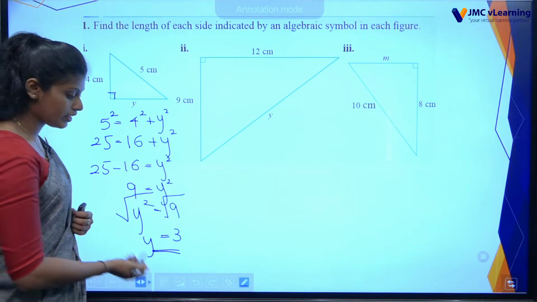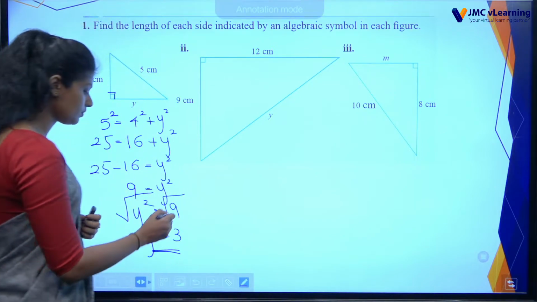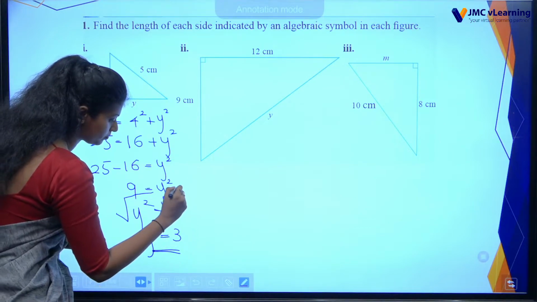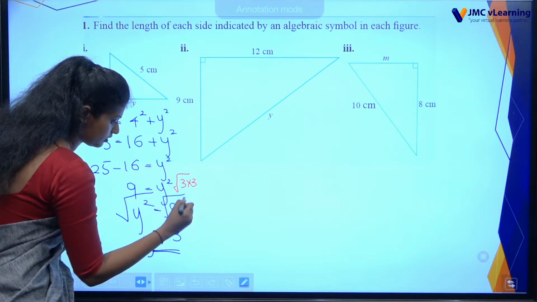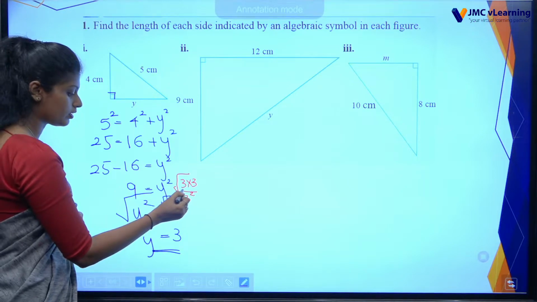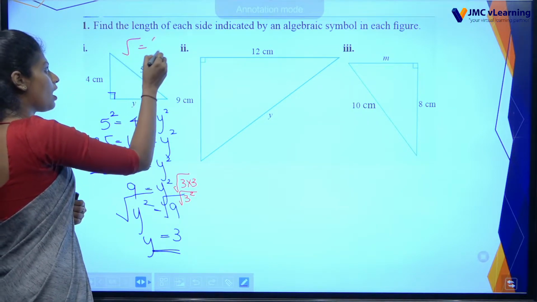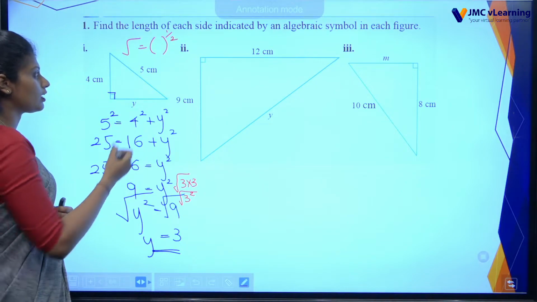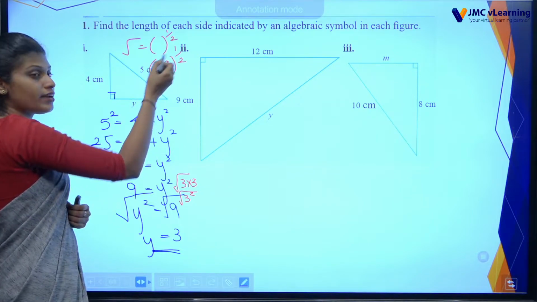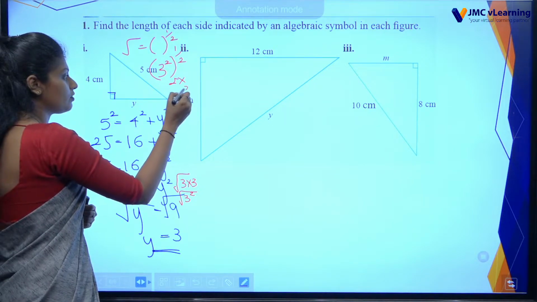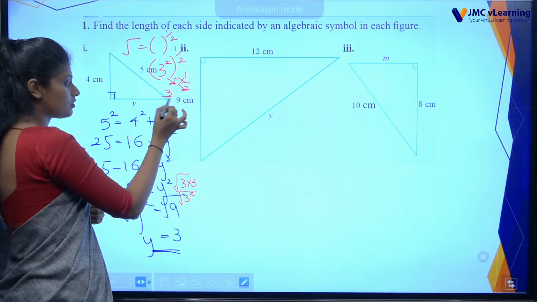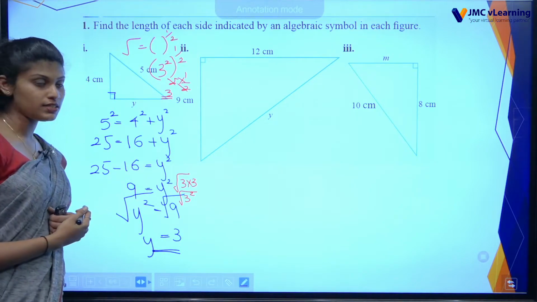How did that 3 come? I will tell you, 9 means 3 into 3, then 3 squared. So when you take the square root it means half of the power. Then 3 squared with half of the power, 2 and half have to multiply. When these 2 multiply, this 2 and 2 can cancel. So only 3 is left. That is the way to get this 3.